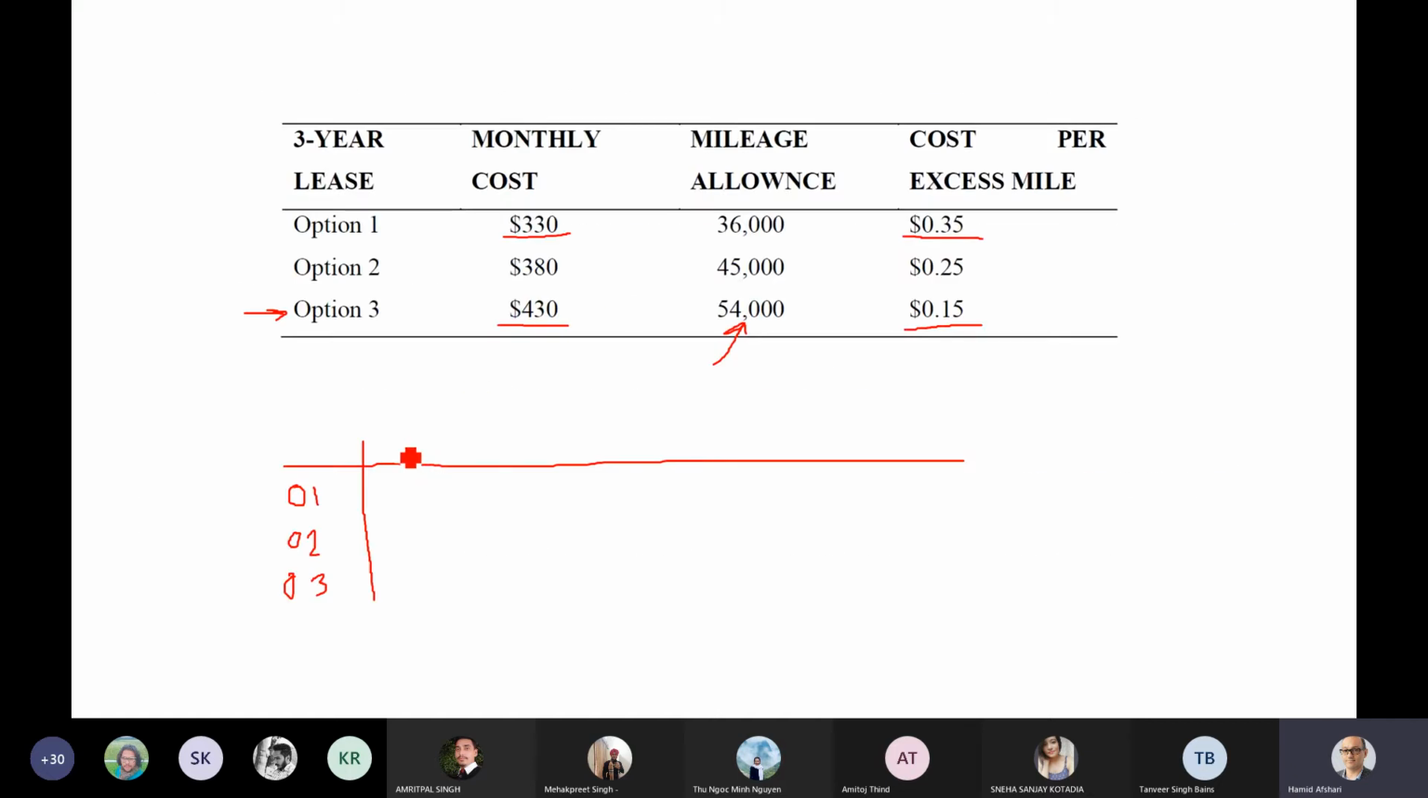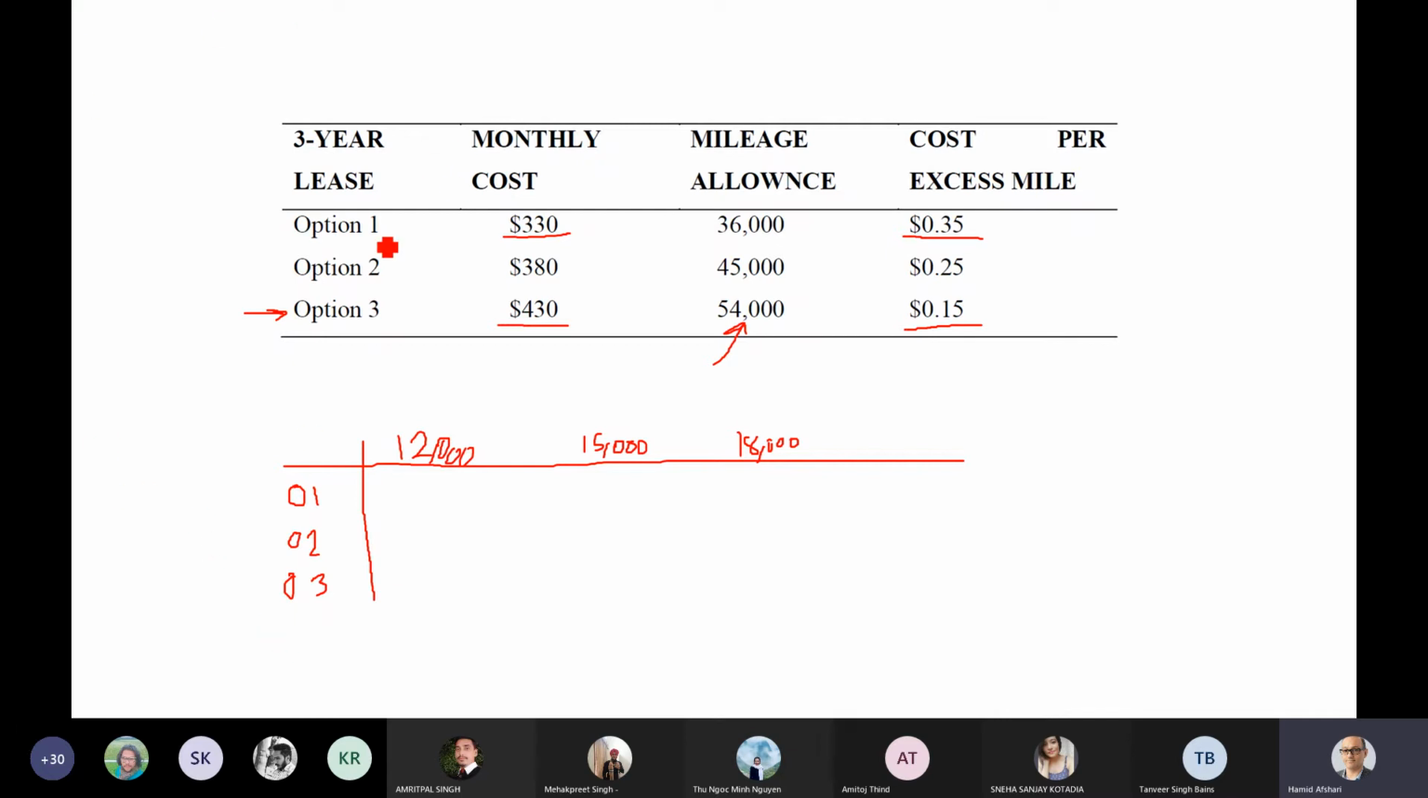So it will be something like this: 12,000 miles per year, which in 3 years will be 36,000. Is it correct? And then I have 15,000 miles, so in 3 years it will be 45,000. And finally, what do I have? 18,000 miles, which is my last state of nature. Now I have to calculate the costs inside each of these items.